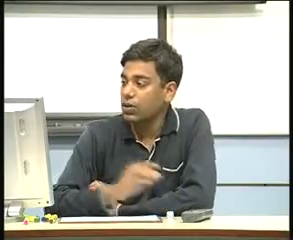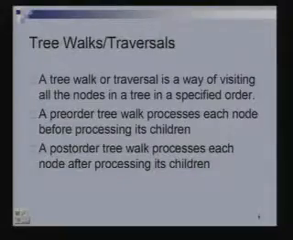Last class we looked at definitions of trees. We saw what a tree was, what a binary tree is, what a complete binary tree is, and what the height of these things are. Today we are going to continue with our discussion on trees. In particular, we are going to talk of what are called tree walks or tree traversals. A tree walk is a way of visiting the nodes of a tree in a specified order.